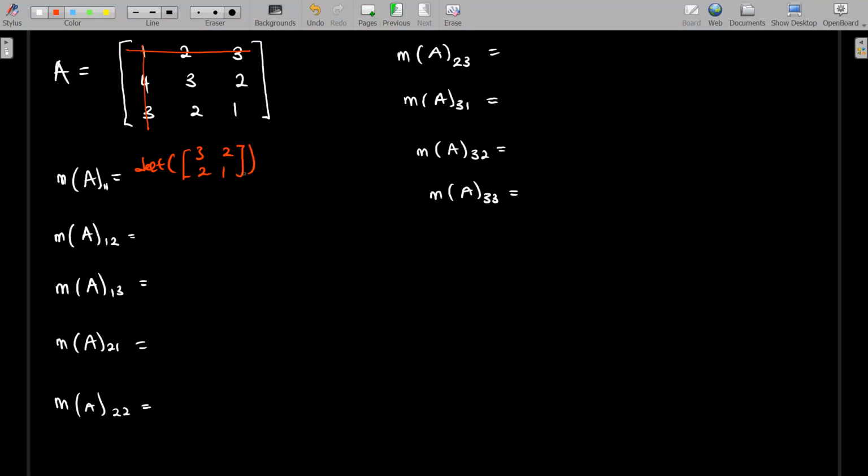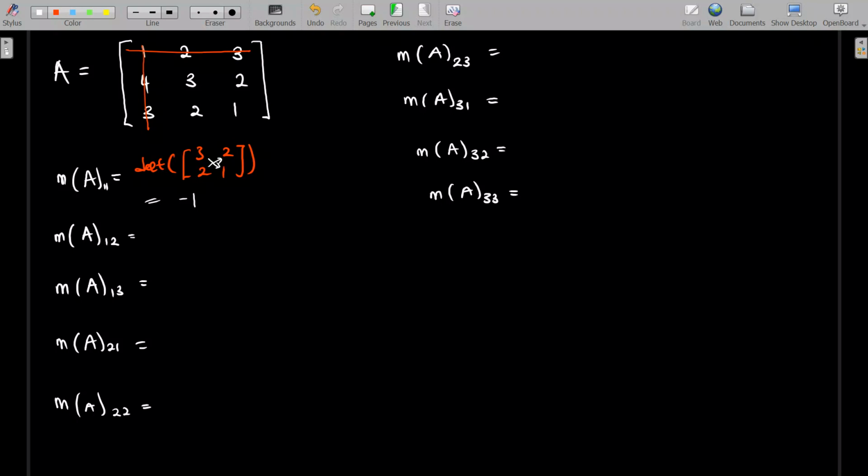And if you remember, we first did the definition of the determinant of a 2 by 2 matrix. We said it's the product of this diagonal minus the product of that, and that is going to be 3 minus 4, which is -1. I hope that makes sense, right? So the minor M11 is -1.